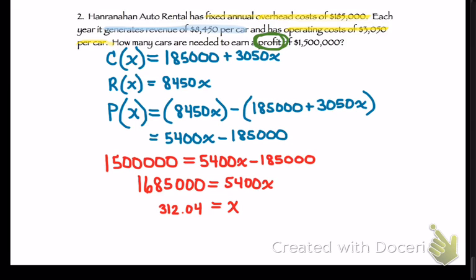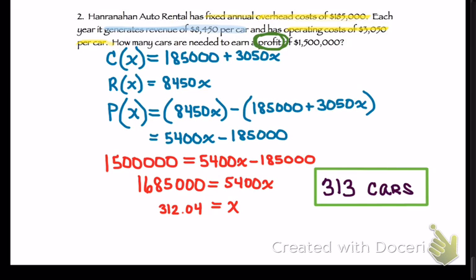I'm curious. What's the answer then to this problem? How many cars are needed to earn a profit of $1.5 million? I can't make 0.04 of a car, so is it 312 or is it 313? Well, if you think about it, it's got to be 313. Why does it have to be 313? Well, if I only make 312, I'm not going to quite hit the $1.5 million. But if I make 313, now I'm over the $1.5 million and I've hit my quota.